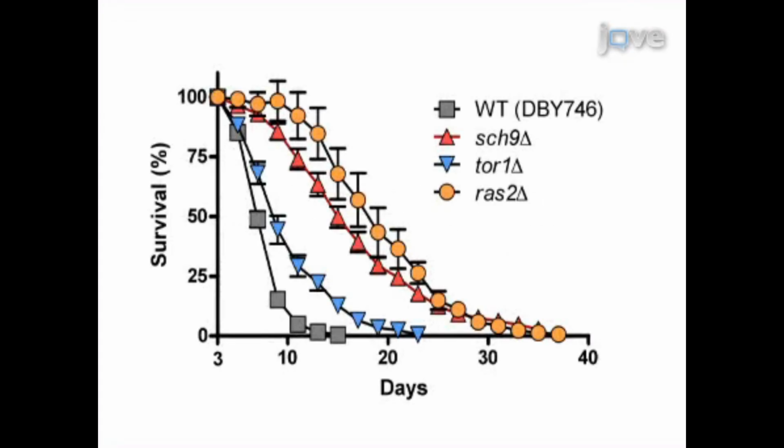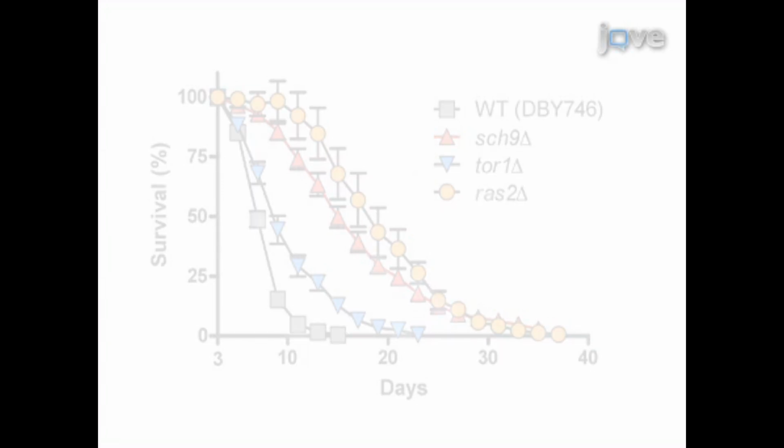This graph shows representative results from a typical chronological lifespan assay. When the chronological survival of wild-type cells is compared to that of SCH9 delta, TOR1 delta, and RAS2 delta mutants in liquid culture, mutants lacking TOR1, SCH9, or RAS2 show an extended chronological lifespan. Furthermore, deficiencies in SCH9 and RAS2 show an additive effect on longevity promotion.